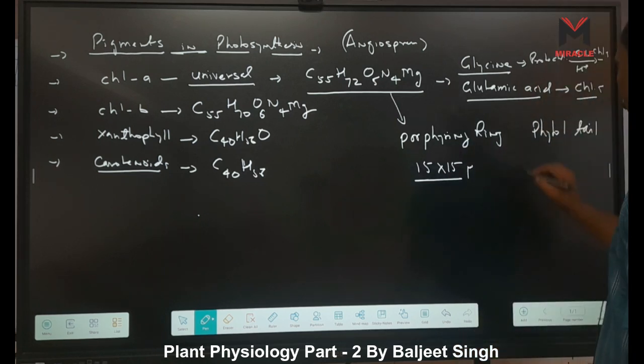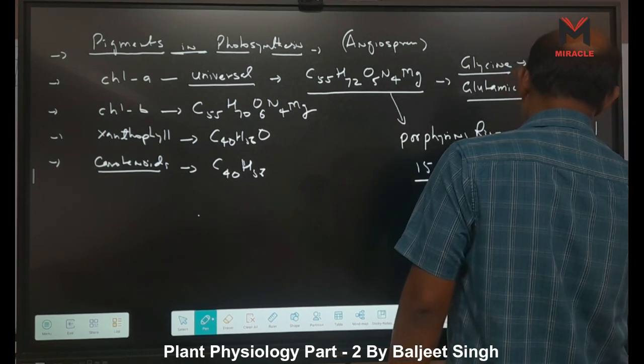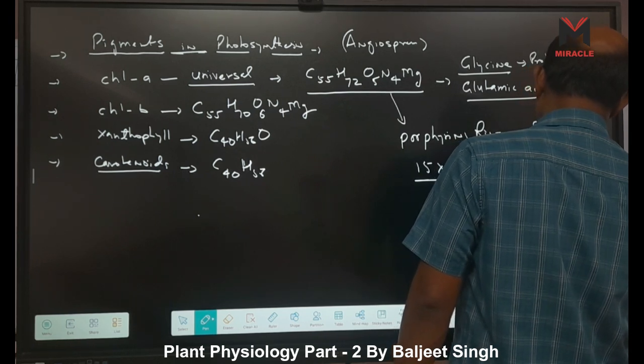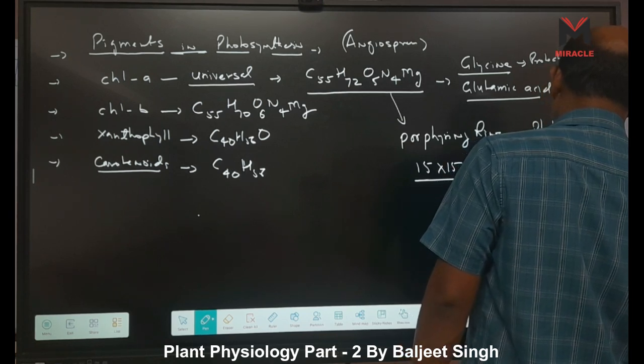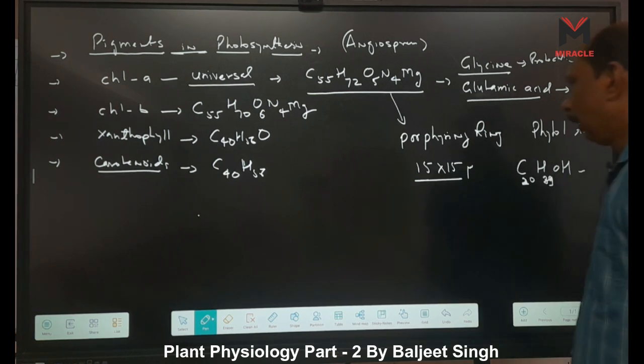Phytol tail, it is made up of C20H39OH, right? This is the phytol tail.